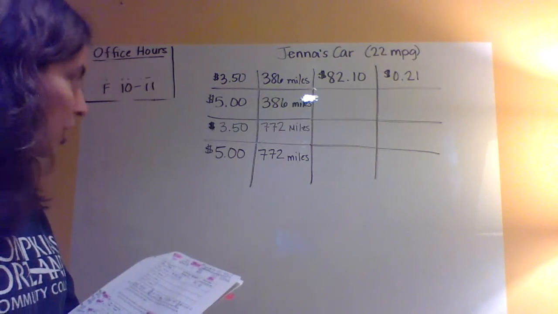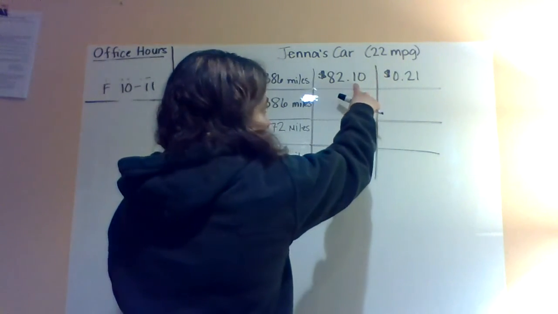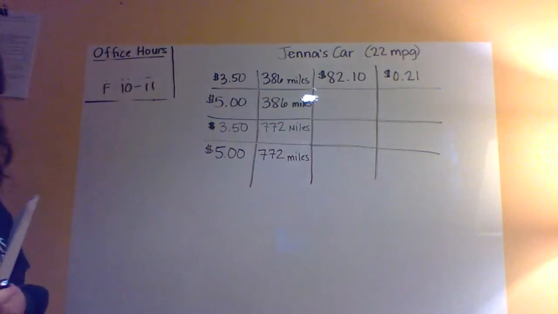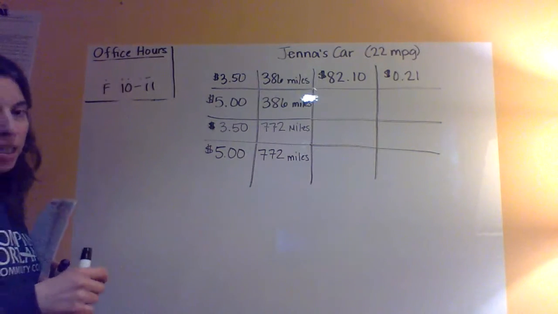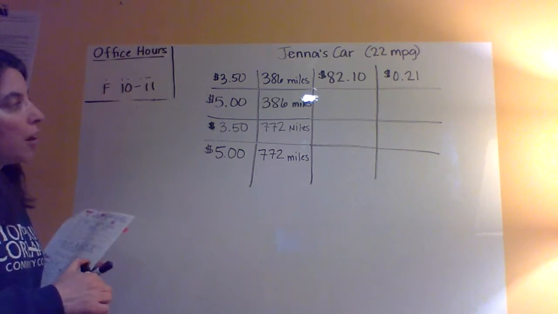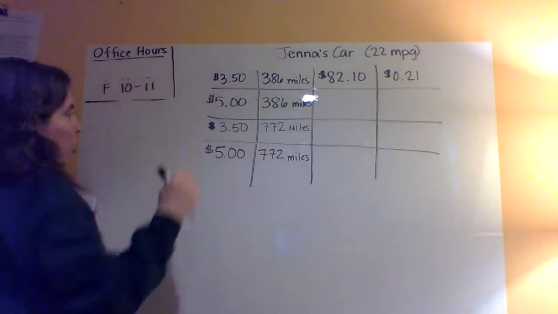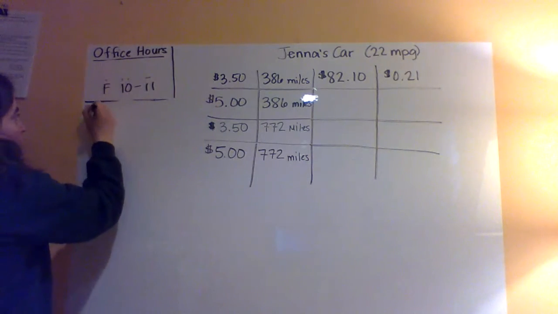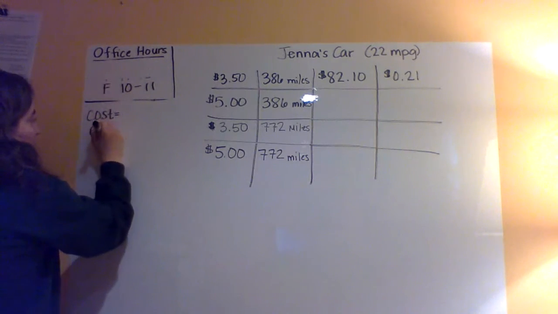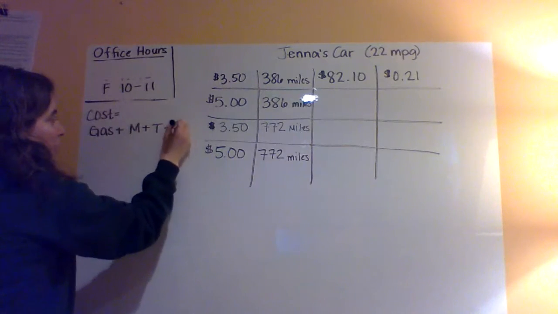Okay, so I put these two in because we did these again. This was from part 1 of the lesson, and this is from the first page of this lesson. We took the 8210, divided it by 386. We found that it was 21 cents per mile. All right, so let's think about now how we figured out that cost. And if you remember, the cost for her car had a couple of different parts to it. It was the gas price plus maintenance plus tires plus repairs.